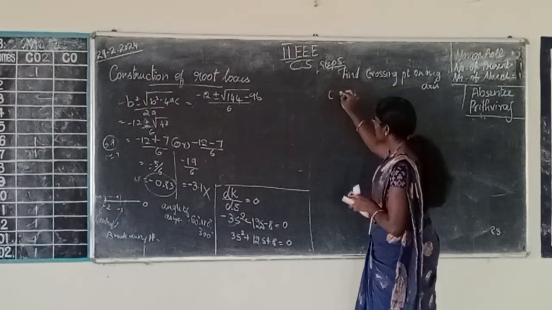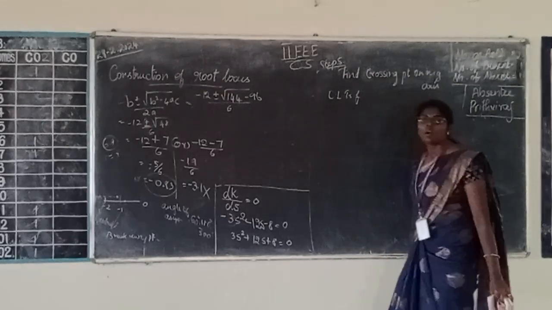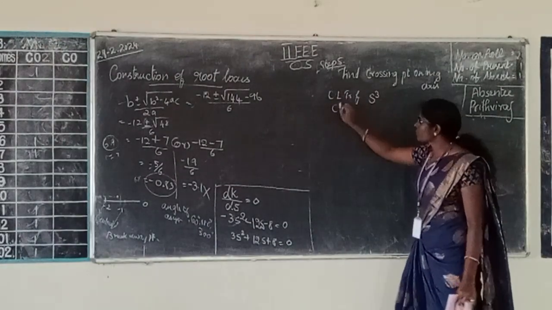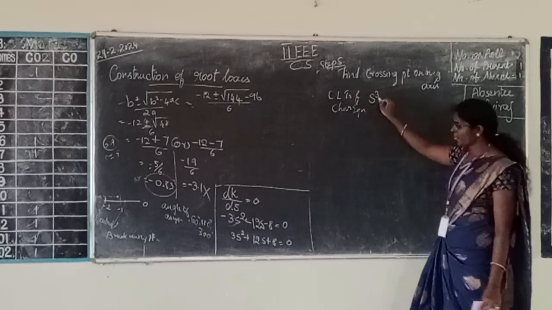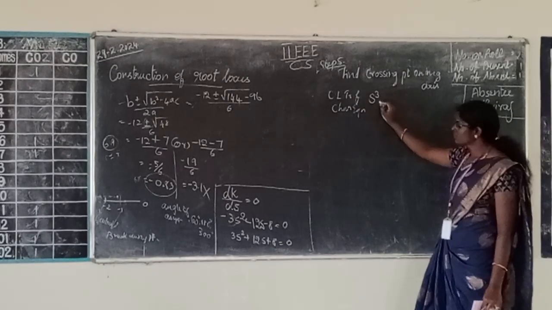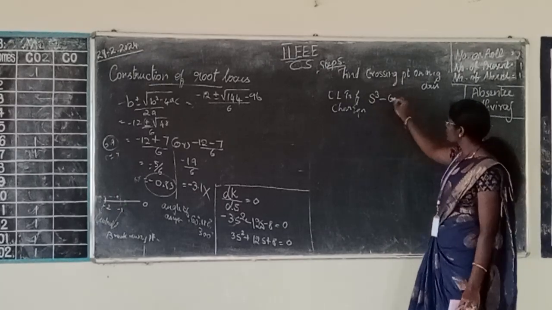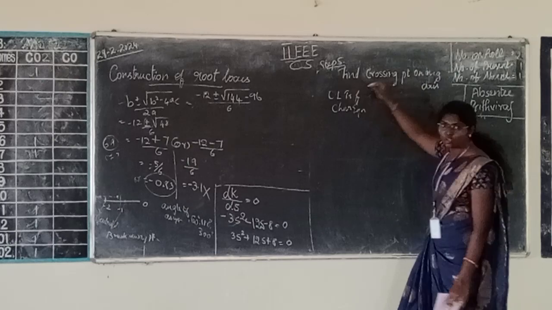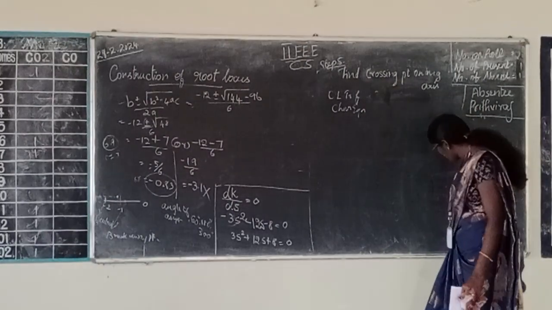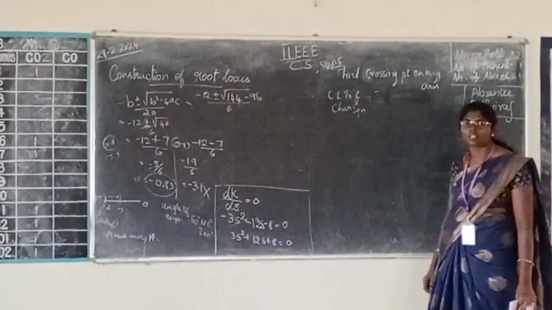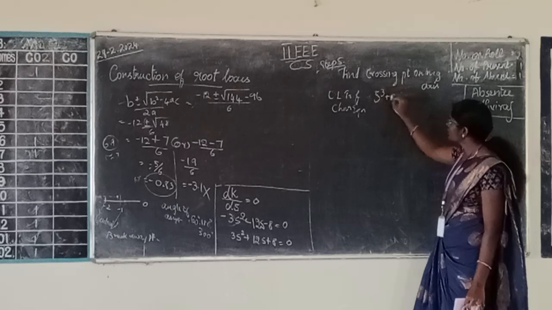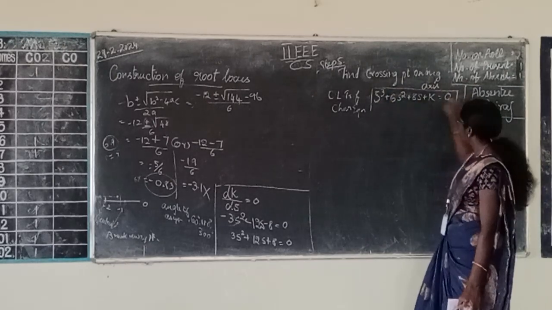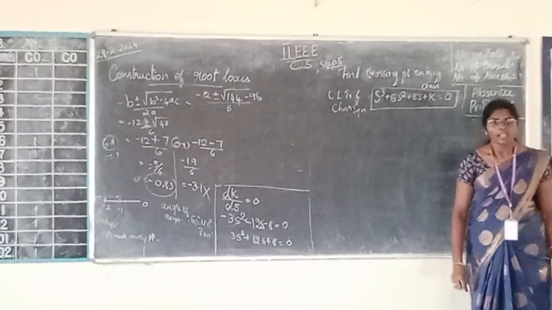For that, we have to consider again the closed loop transfer function. What is the closed loop equation we have achieved finally? s cube plus 6s square plus 8s equals minus k. Bring it all the way to the left side, that is equal to 0. That is s cube plus 6s square plus 8s plus k equals 0. This is your characteristic equation of the closed loop transfer function.